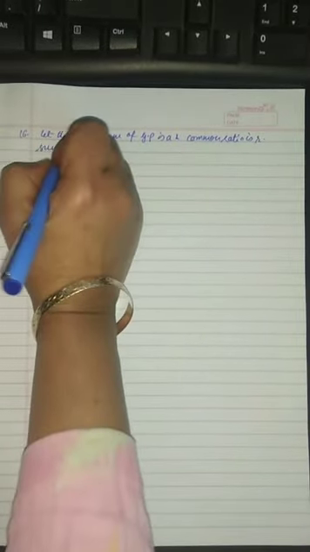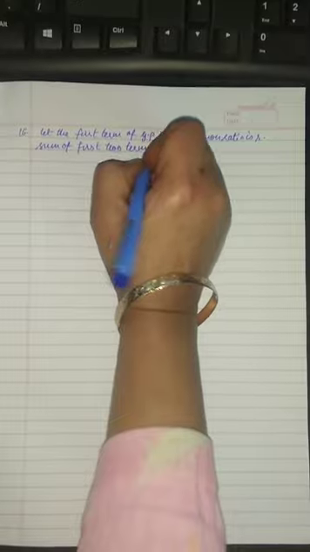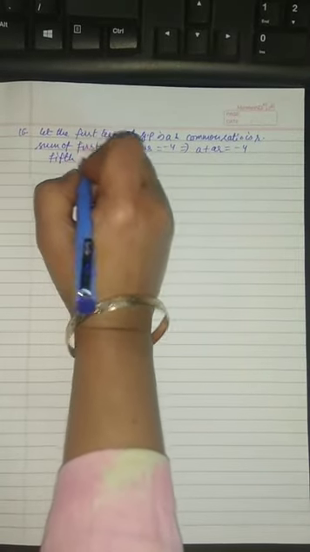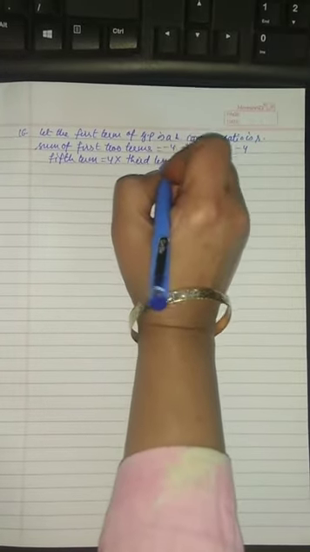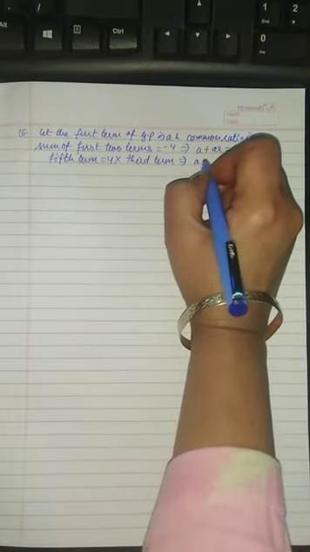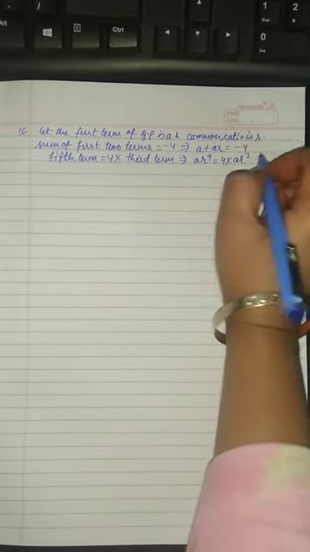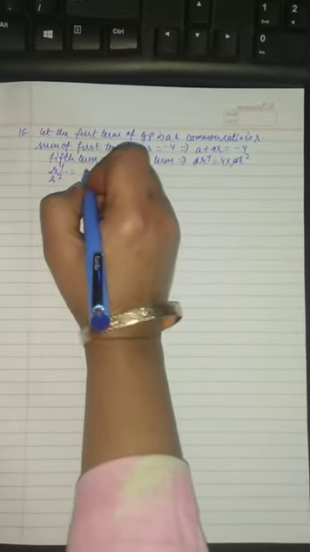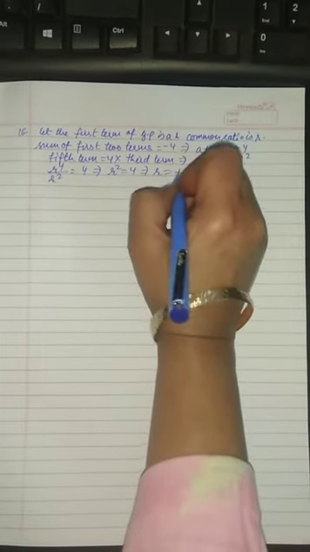Now the sum of the first 2 terms. We are given the sum of the first 2 terms as minus 4. That is A plus AR is minus 4. And the 5th term is equal to 4 into the 3rd term. So the 5th term is AR^4 and the 3rd term is AR square. So it will give us R^4 by R square is equal to 4. So R square is equal to 4 and it means R is plus minus 2.